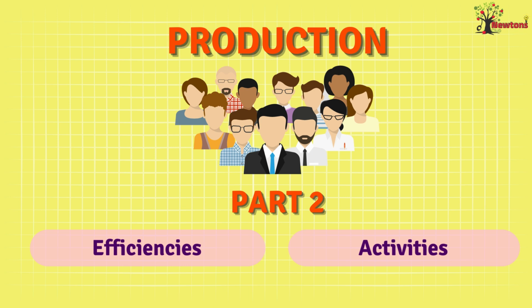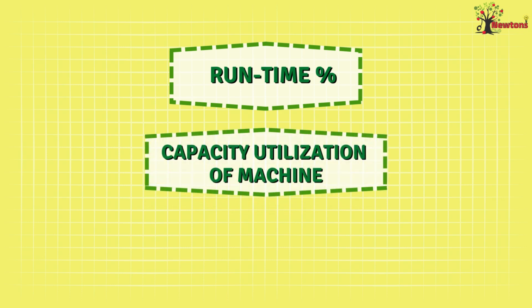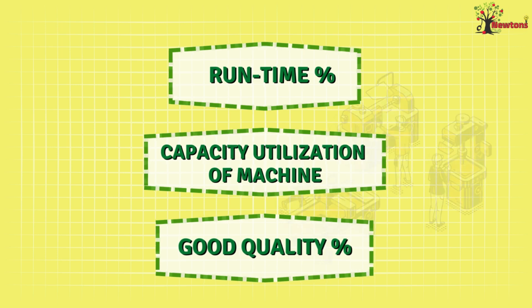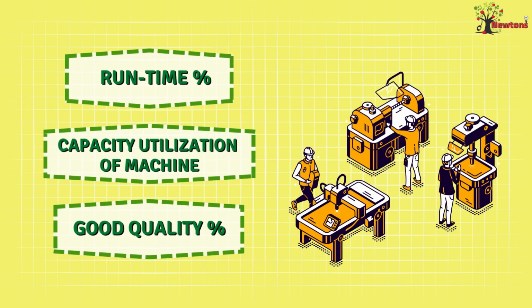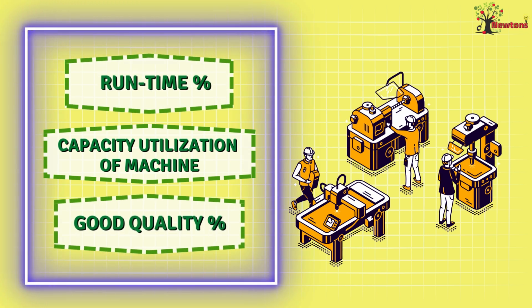So let's get started. We have mentioned that there are three types of efficiencies, right? Runtime percentage, capacity utilization, and good quality percentage. It is fundamentally very important to understand this, as more than 90% of the activities that go on inside the production department will fall into creating or improving one among these three efficiencies. So let's understand them one by one in a critical sense.